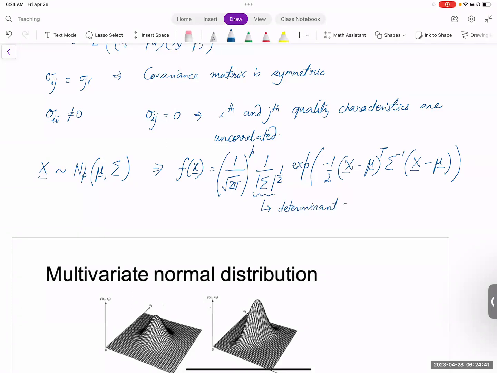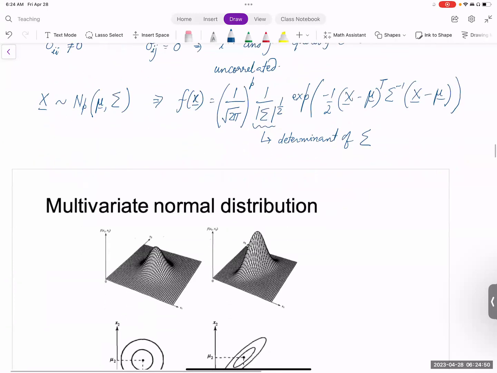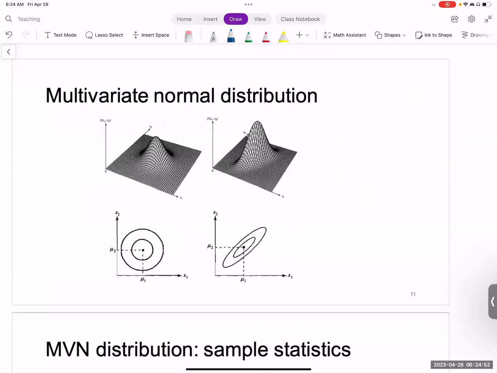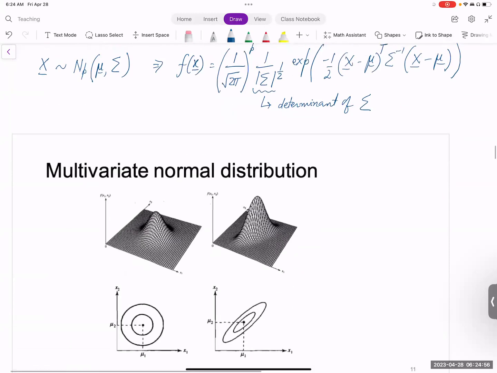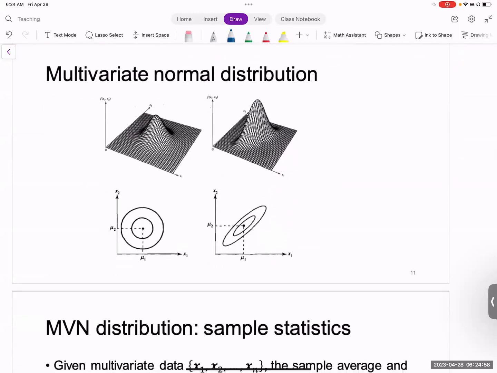Determinant of sigma. Okay, and that's pretty much it. Now, one thing before we move on very quickly, it's very much like a normal distribution. In the univariate normal distribution, it's like a bell-shaped curve. If you go to bivariate, where you have two quality characteristics, this bell shape essentially becomes a two-dimensional, like a real bell, which you see on this figure right now.